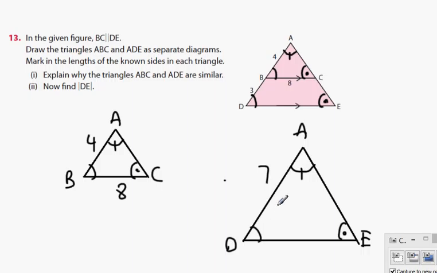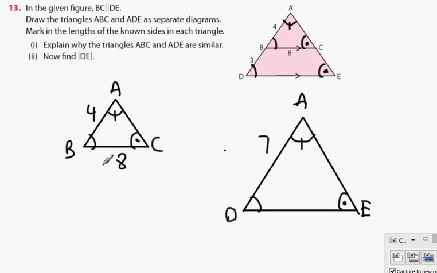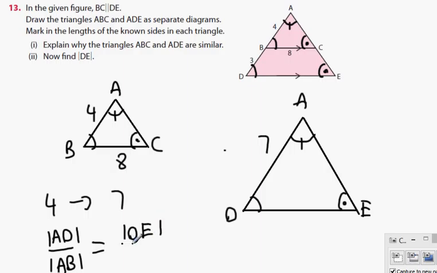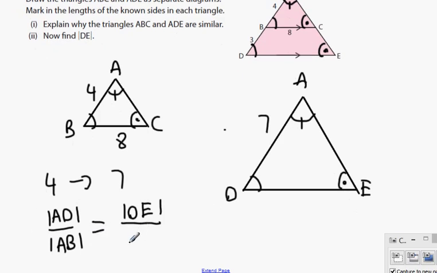Now, to do this question, what we say is that AB turns from 4 into 7. What is the ratio of that though? So what is AD divided by AB equals, what are we looking to get? We're looking to find out what DE is, aren't we? Equals DE over what? Which side corresponds to DE in this triangle here? BC. AD over AB equals DE over BC.